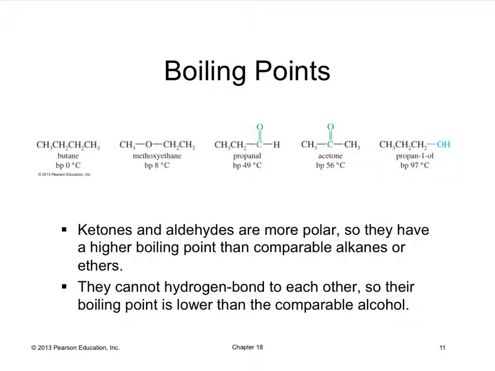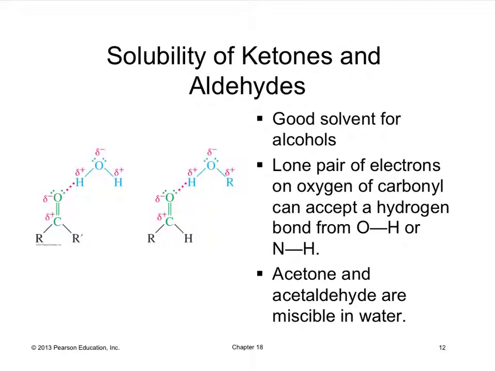Boiling point. So ketones and aldehydes are more polar, so they have a higher boiling point than alkanes or ethers. They cannot hydrogen bond to one another, so their boiling point is lower than the alcohol. So they have higher boiling points than the alkane or ethers, but lower than the alcohols.